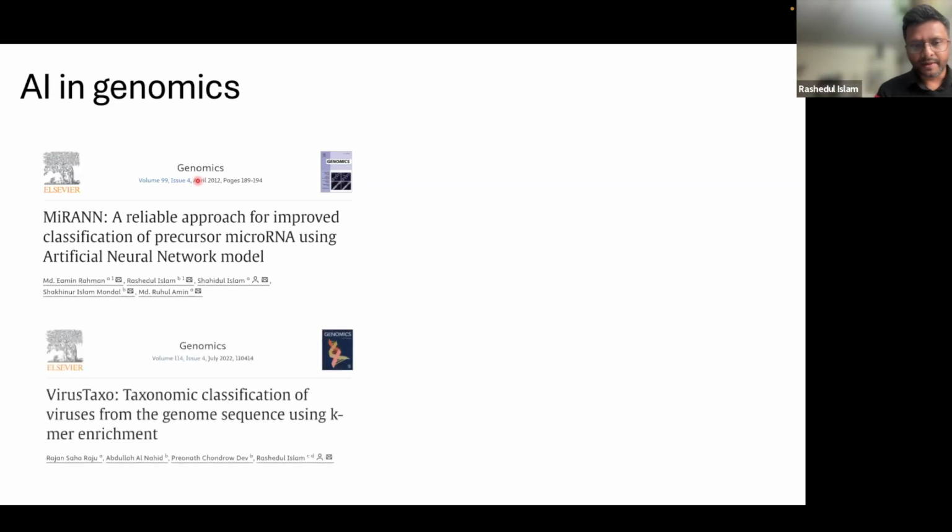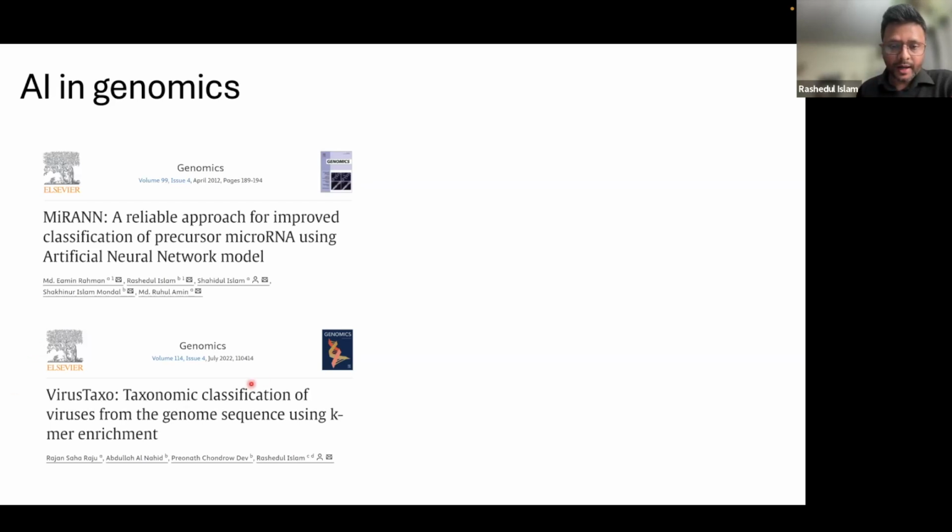Also, during the COVID pandemic, we developed another AI pipeline, VirusTaxo, to classify the taxonomies of virus sequences. After the pandemic, I thought, okay, we need to develop a method that can automatically assign the right taxonomy to the viruses. These methods were trained on known virus sequences, and they can predict the taxonomy based on sequences from metagenomic data. This was also published in 2022.